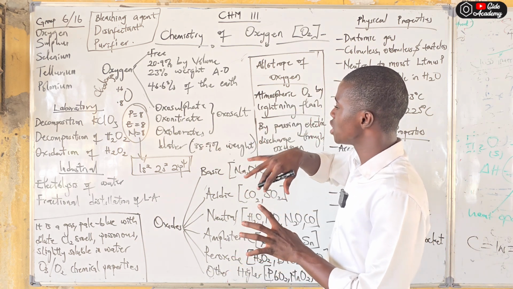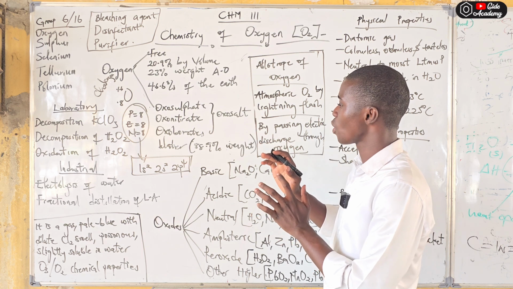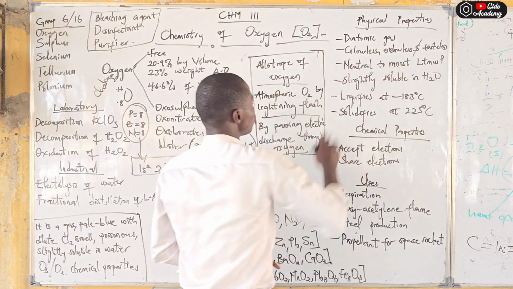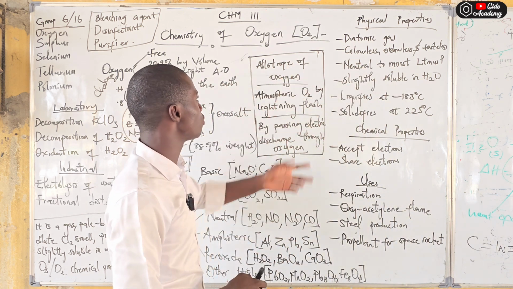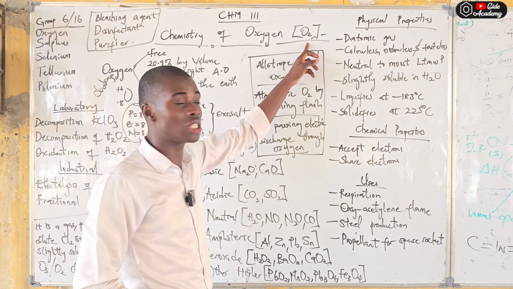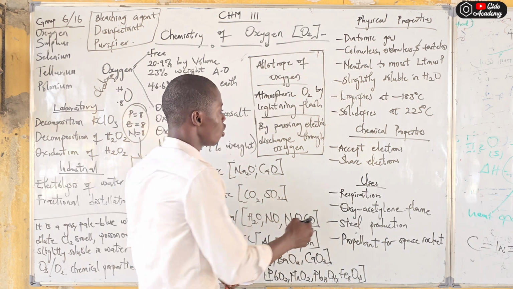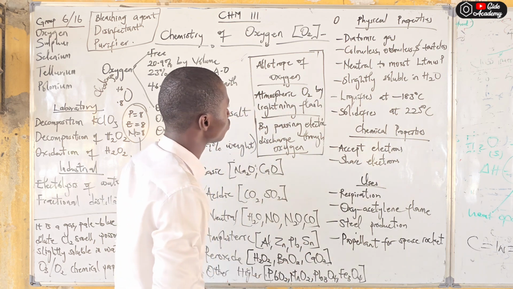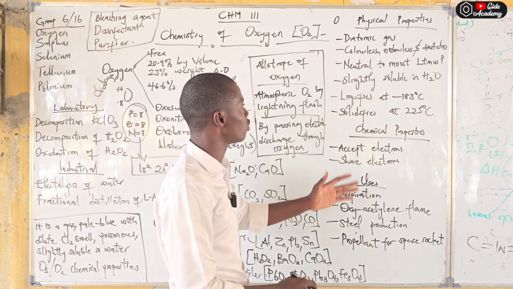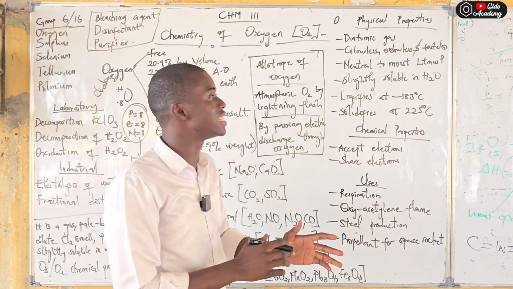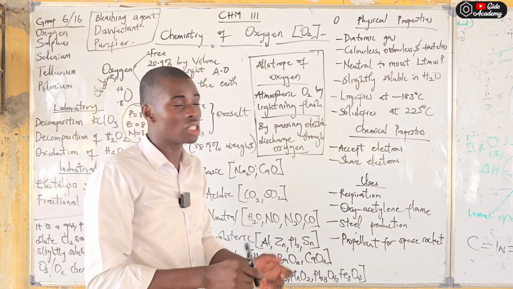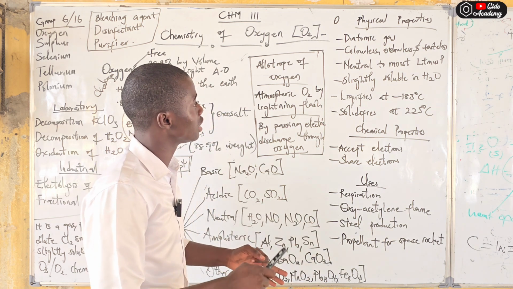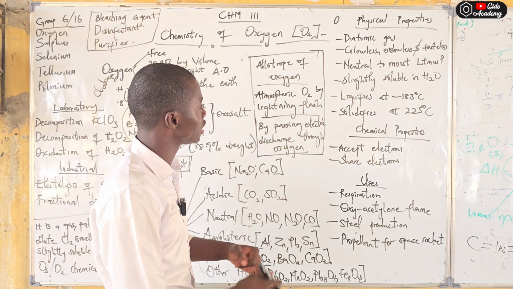What about the physical properties of oxygen? So oxygen is a diatomic gas. That's why I have O2 here. It is wrong for you to write oxygen as O. So it is best to write oxygen as O2. And oxygen is actually colorless, odorless, and a tasteless gas.